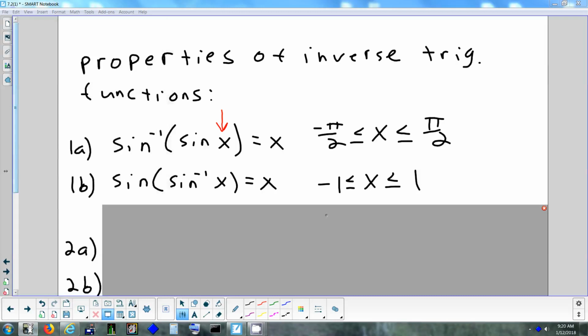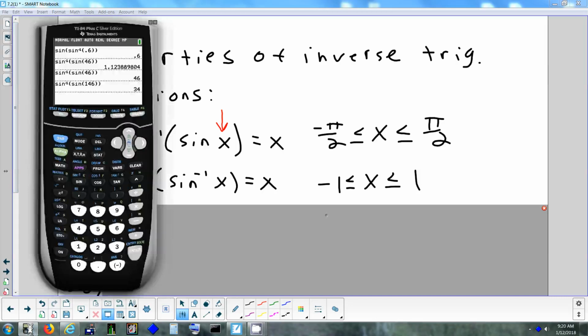Let's look at 1b. With this one, you've got the inverse on the inside. So this one only cancels out when you're between -1 and 1. Let's see what happens if you type something in that's not. Let's try 1.6. Not only do I not get the same answer back, I don't even get an answer. It doesn't even work.